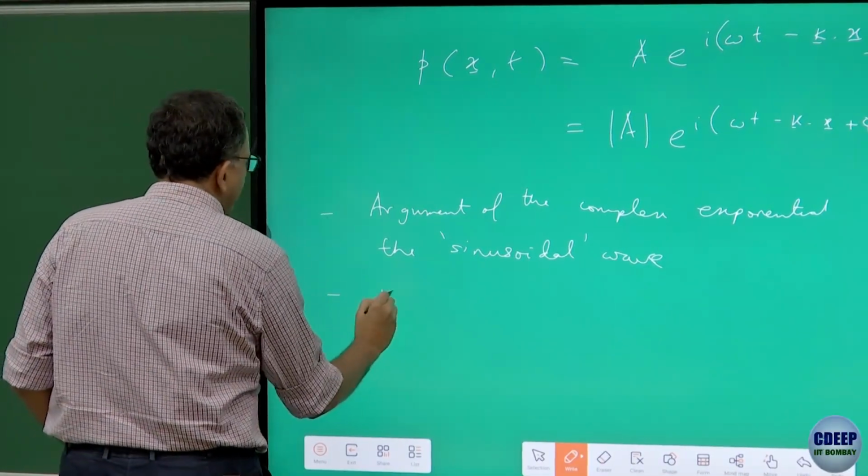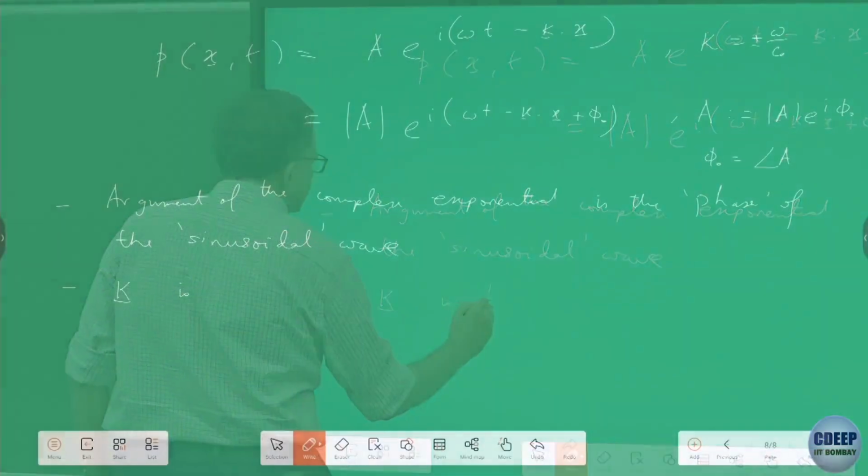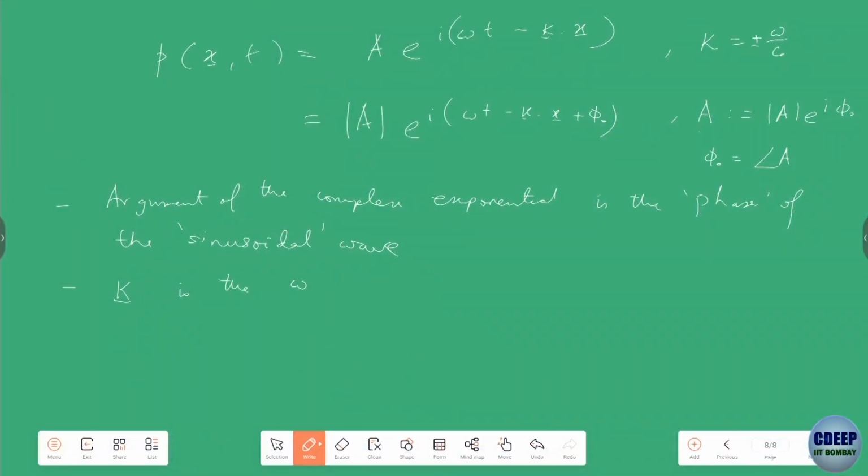So this kappa is the wave number vector. So we have seen the wave number scalar earlier in a planar wave in x direction. Now we are seeing the wave number vector. Okay. So why is it the same wave number? Because we can make the same connection with the wavelength again.